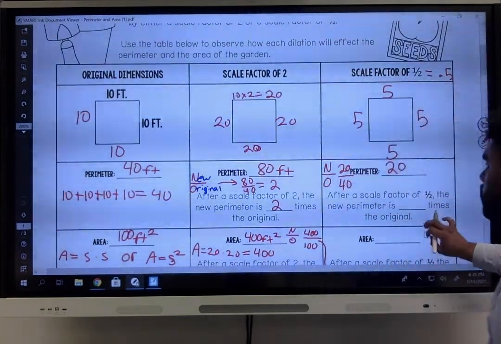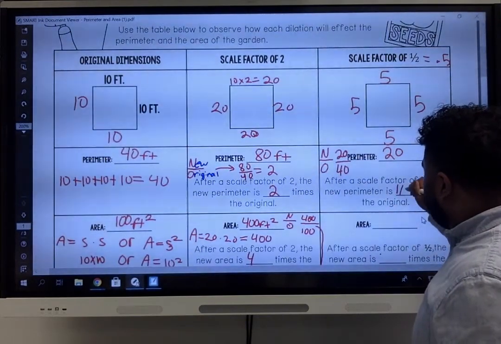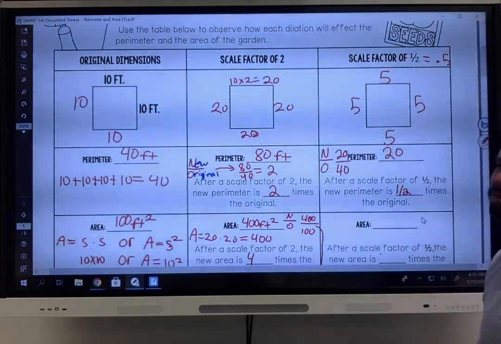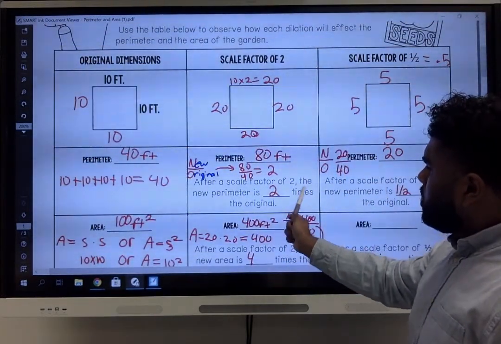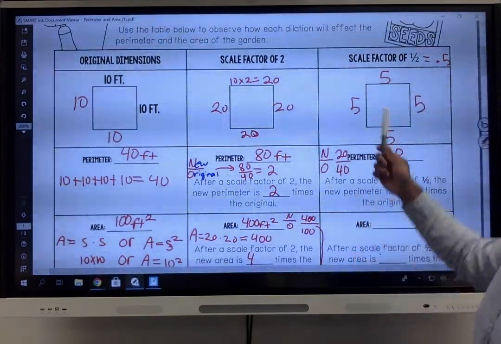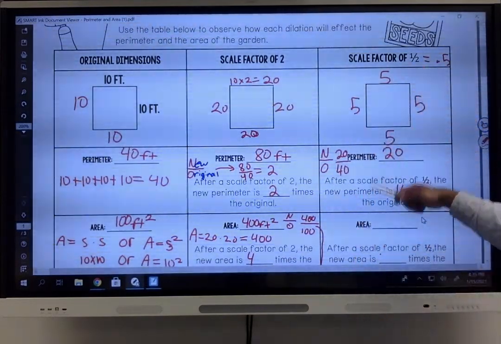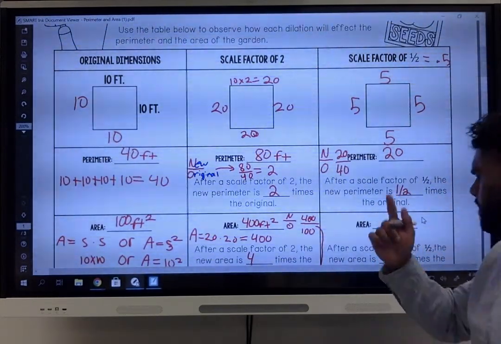Alright. So 20 divided by 40 will simplify into 1/2. Okay, I'm starting to notice something. Now, the scale factor was 2, and the new perimeter is 2 times the original. Whenever the scale factor is 1/2 or 0.5, the new perimeter is 1/2 times the original. Okay? So just keep that in mind.